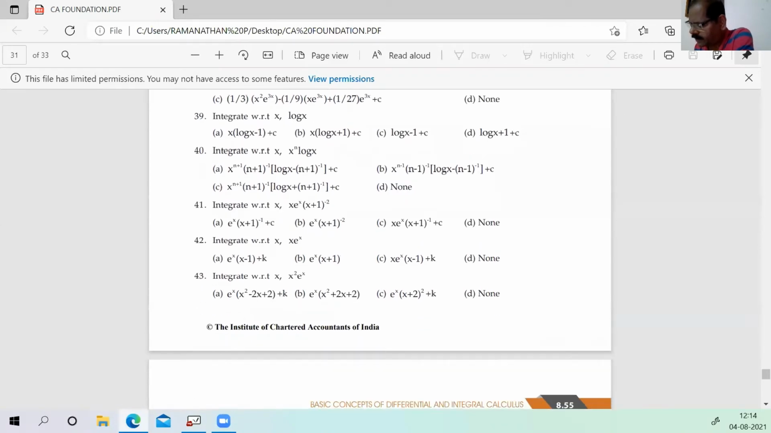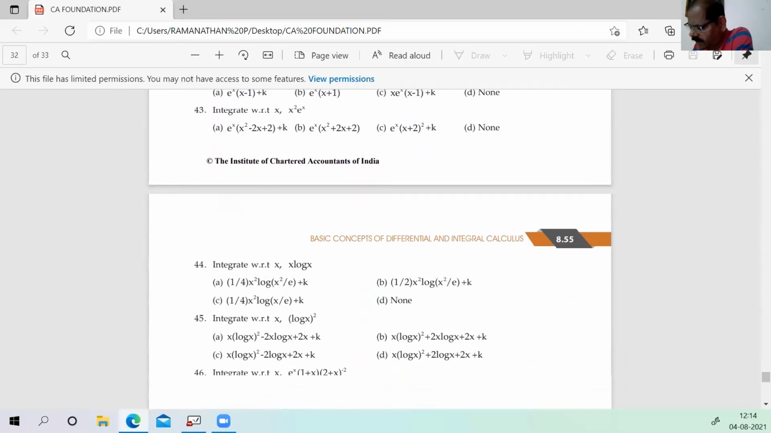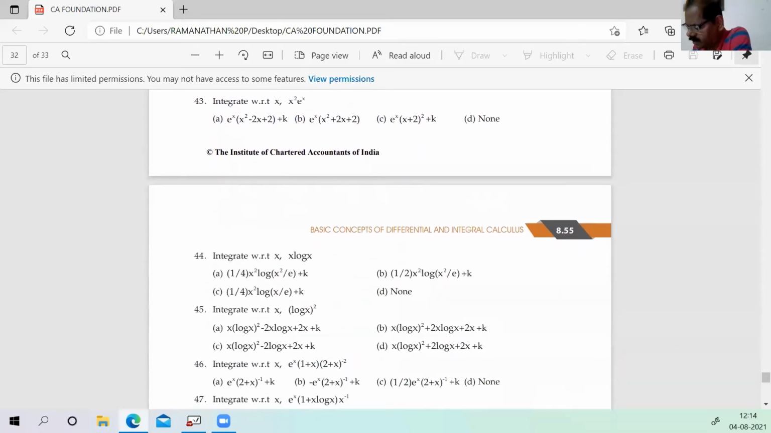Then 42. x e raised to x. x e raised to x, we have already explained. Even x square e raised to x also we have done. So 42, 43 we have done already. 44. x log x. Then 45. Log x whole square. Log x whole square also we have discussed.